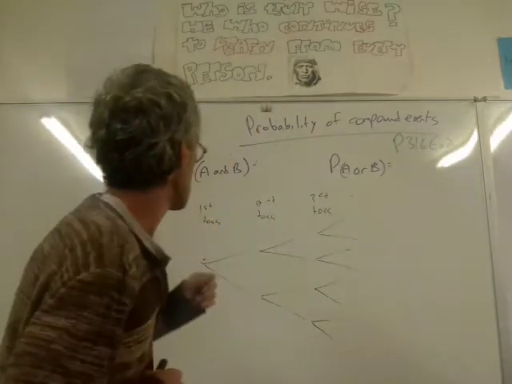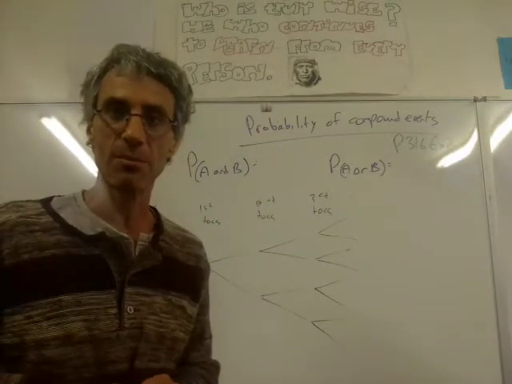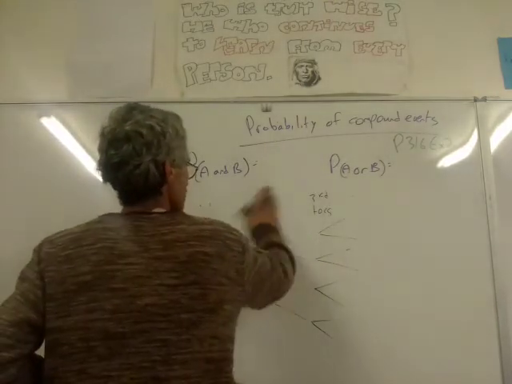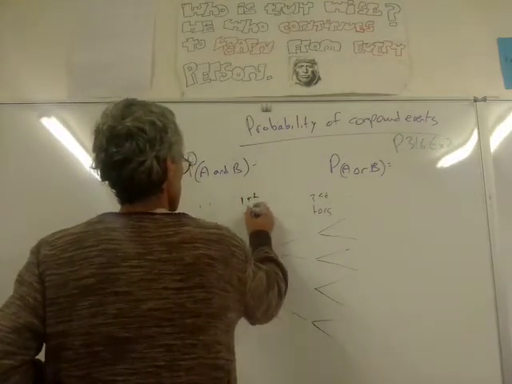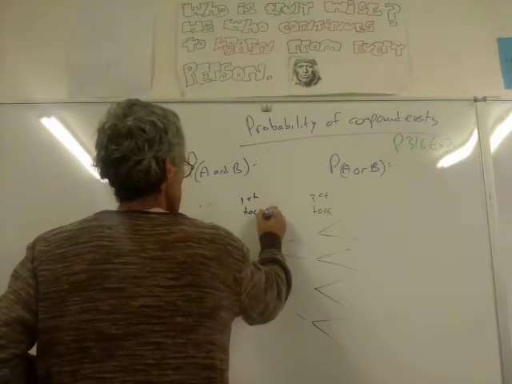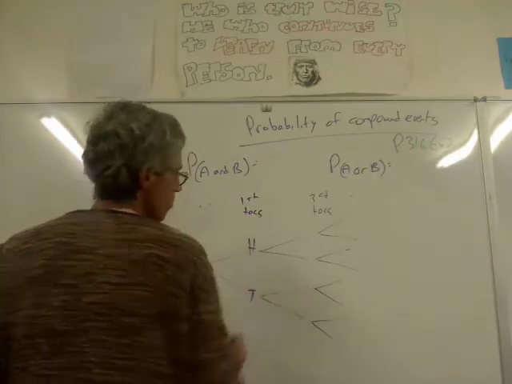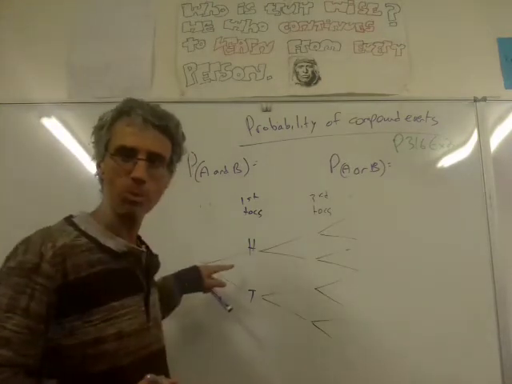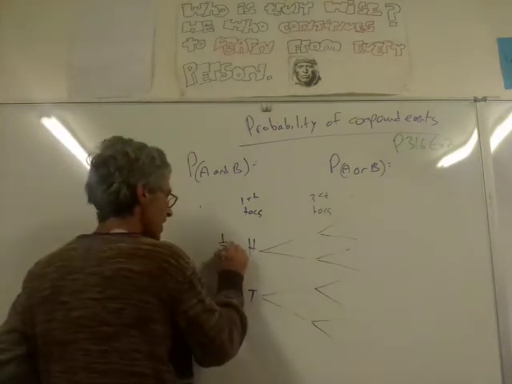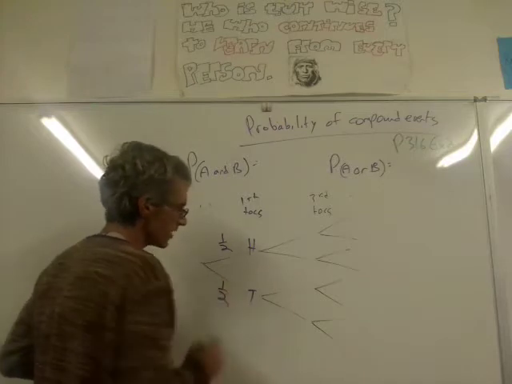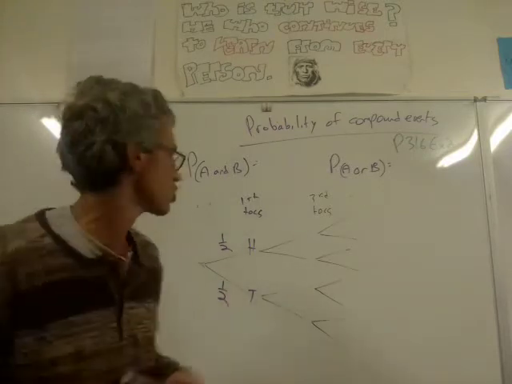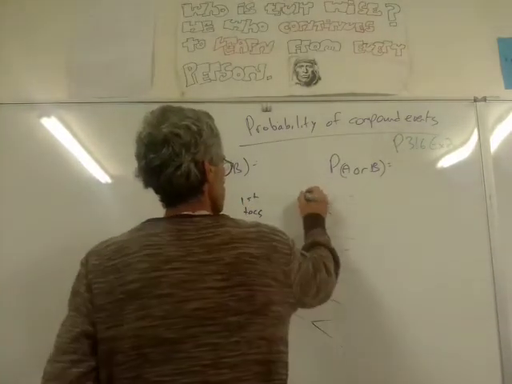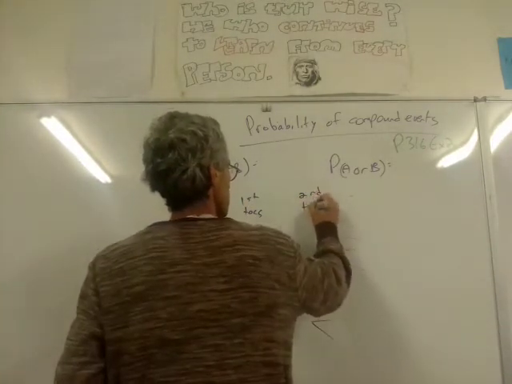Okay? So we're tossing the coin 3 times. Now, the first time we toss the coin, I should have written that here. First toss, we either get a head or we get a tail. And remember, we put on the branches the probability. So the probability of getting a head is half, the probability of getting a tail is half, because it's an even chance.